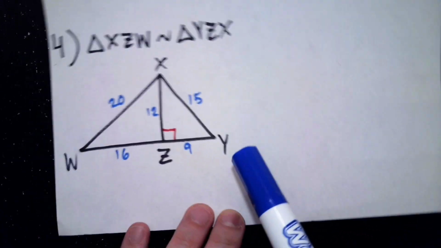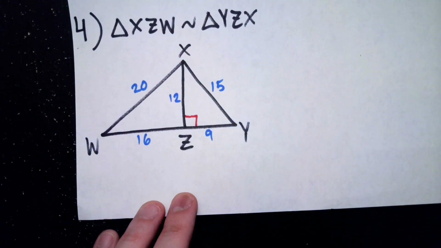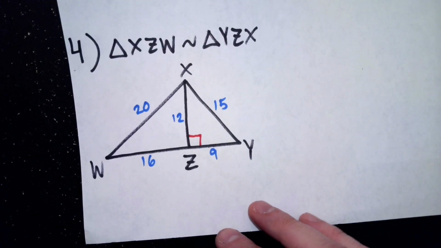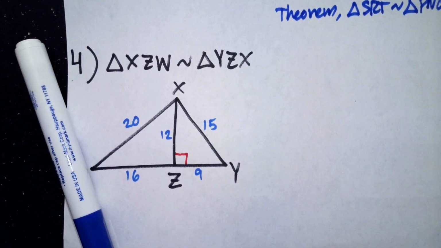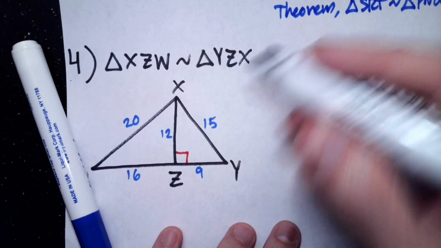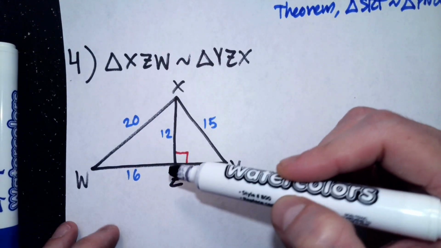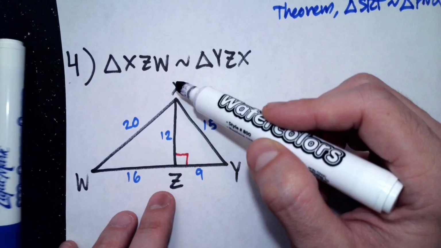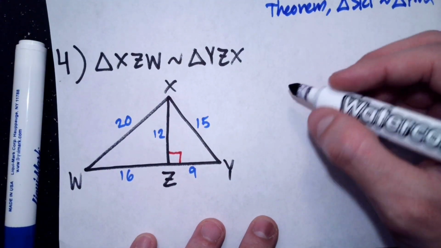And last but certainly not least, number 4. Same deal, but now we have two inscribed triangles, right? We have kind of two triangles being put together as one. So just like with my previous examples, it's probably going to be a good idea to draw these separately. Let me see which one's XZW. XZW is this one.